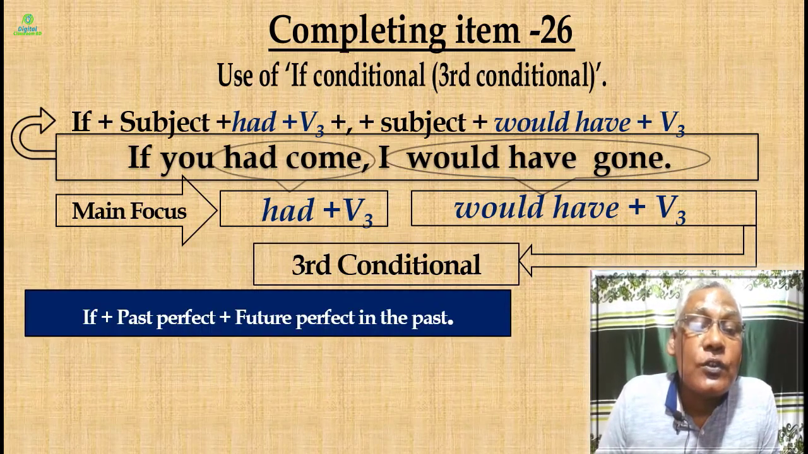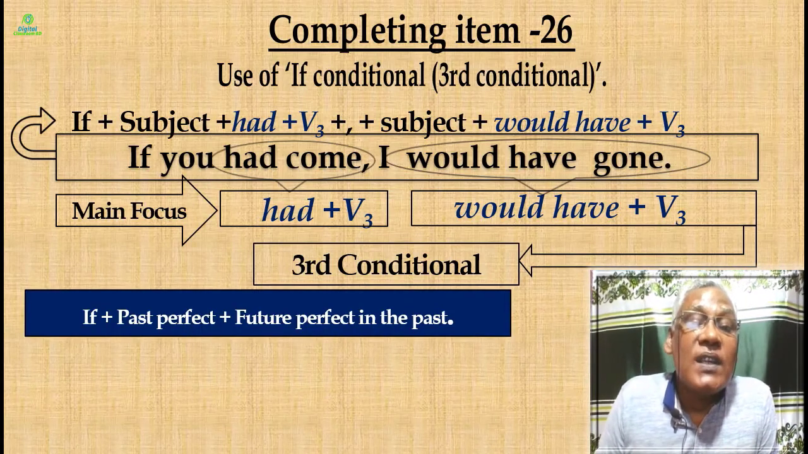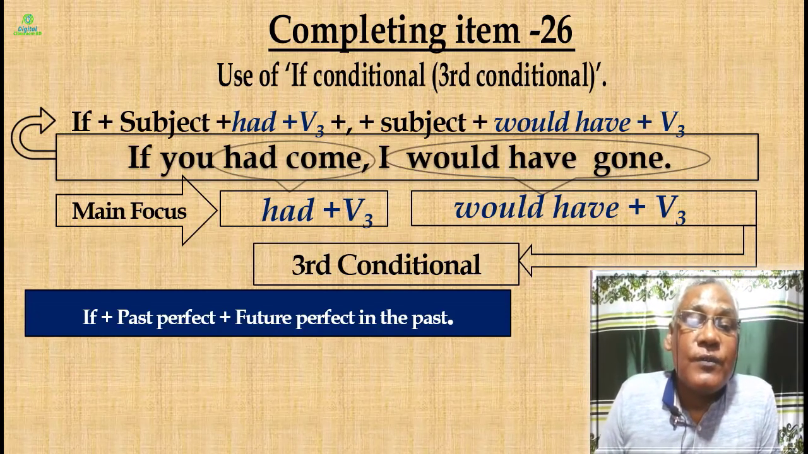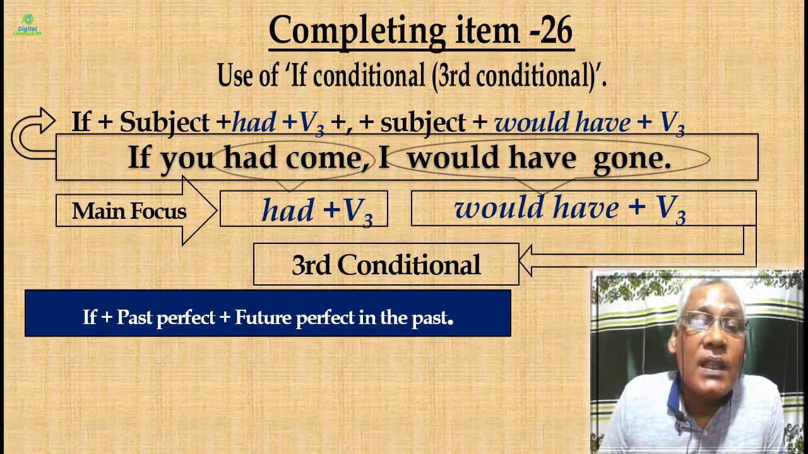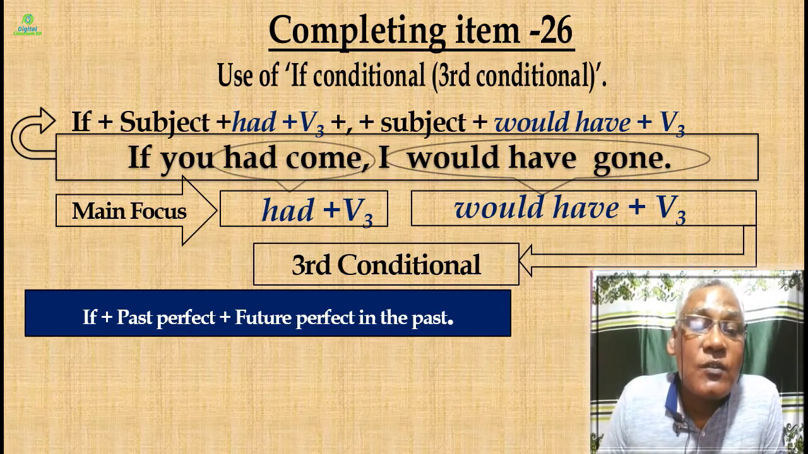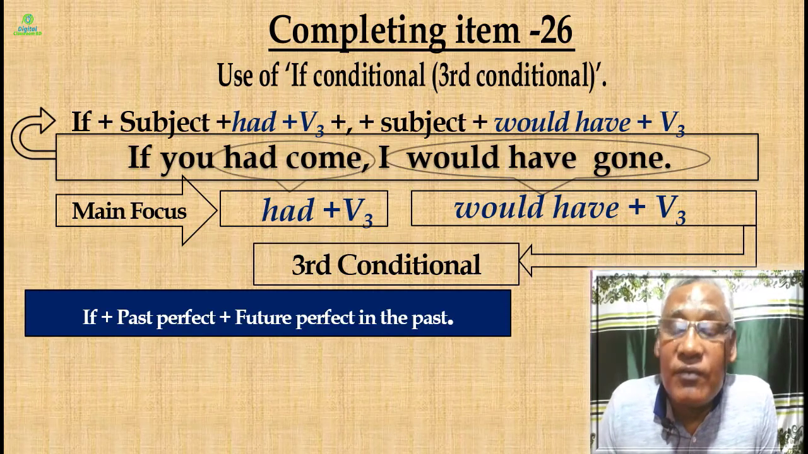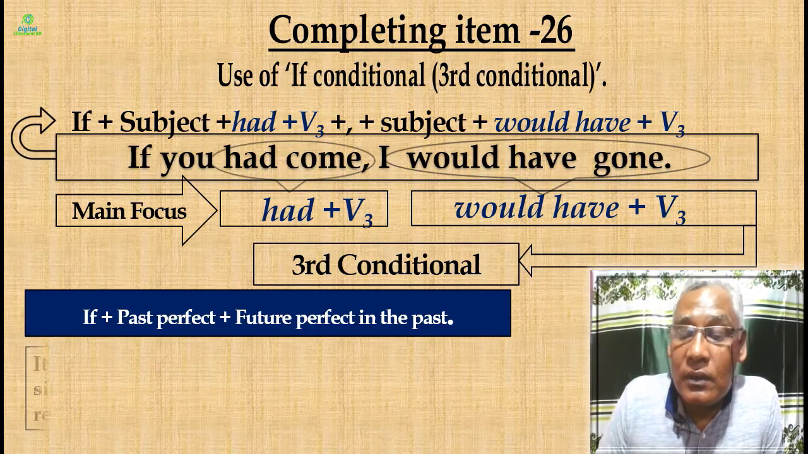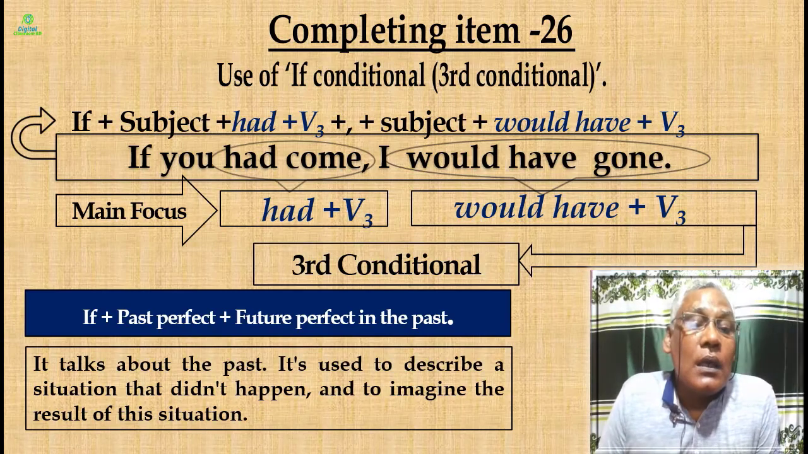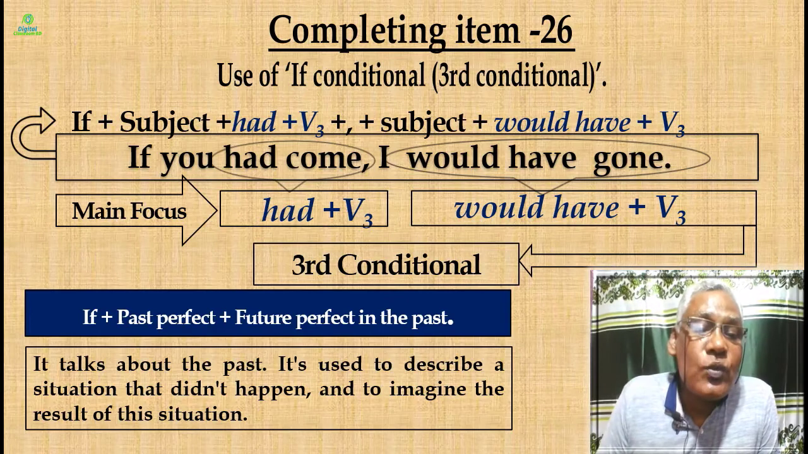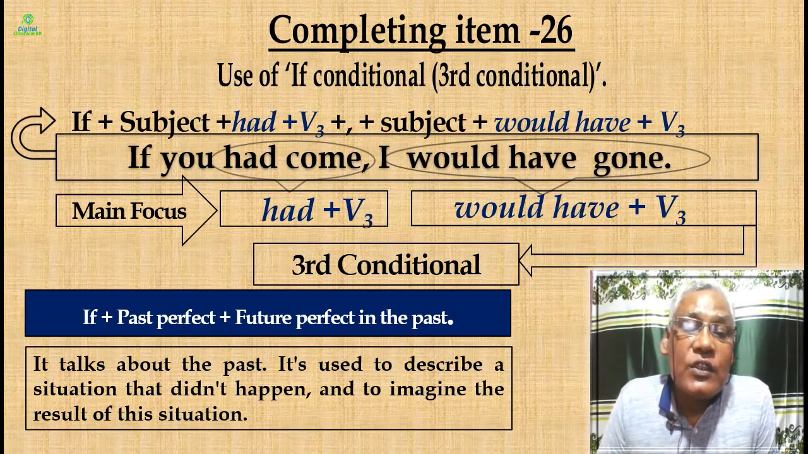That means the structure should be if plus past perfect plus future perfect in the past. If plus past perfect plus future perfect in the past. Is it clear to you? Future perfect in the past means subject plus would have, might have, should have plus verb 3. Is it clear to you? Okay, fine. So it talks about the past.